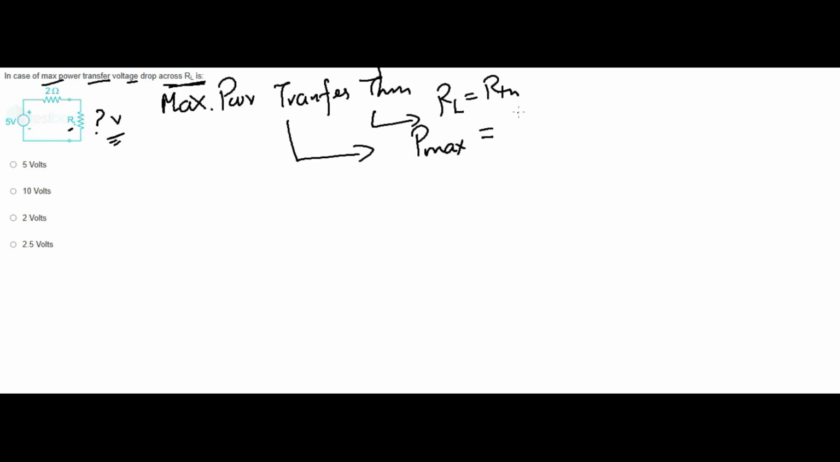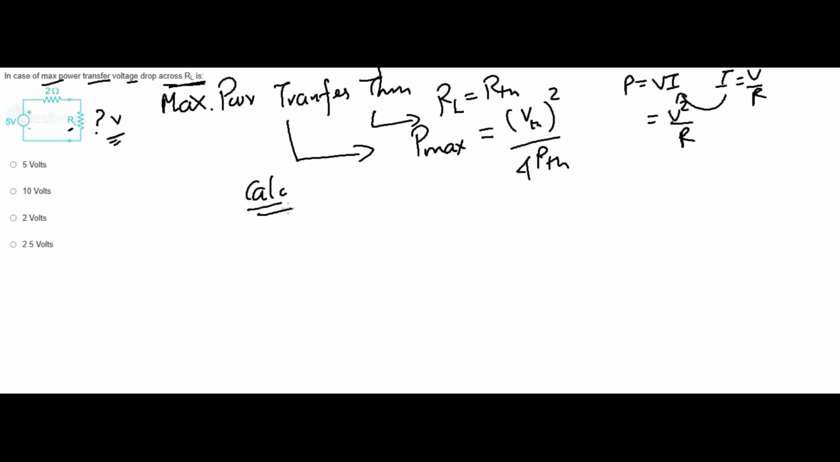P max is equal to V Thevenin, V Thevenin the whole square. Before that I said the formula P is equal to VI, and here I is equal to V by R. That's the formula. So if you make the substitution, it becomes V into V, V square divided by R, and for R you consider 4 into R Thevenin, as per the maximum power transfer theorem. Okay, that's all.